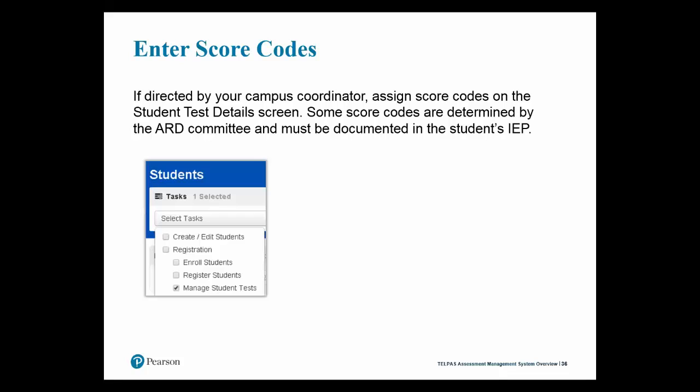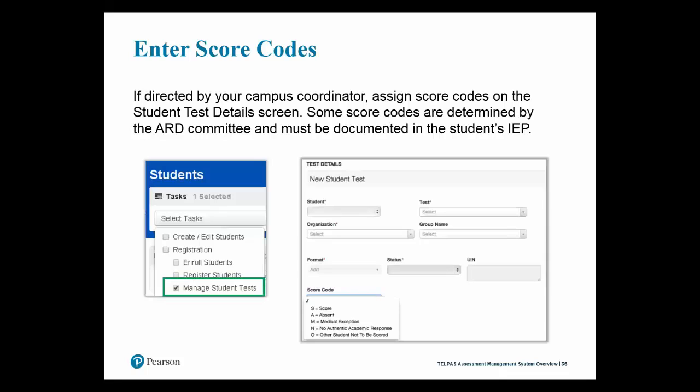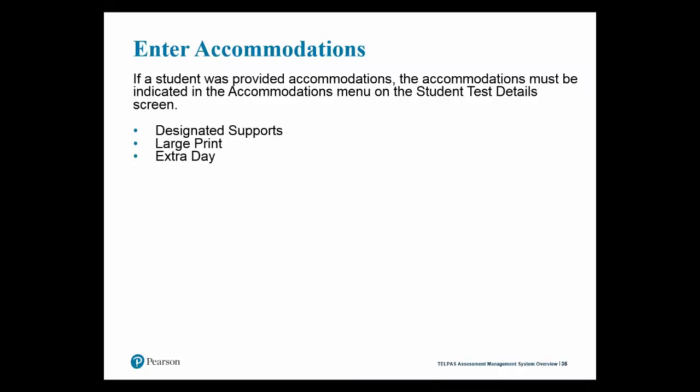It's also where you'll enter the different score codes or the different accommodations here. Again, under Manage Student Tests, the Student Test Details screen here is where you'll indicate the score code. Now, once a student submits the test, their test is going to be scored. This would be for those situations normally that are determined by the ARD committee and have to be documented in the student's IEP. The different codes are A for absent, M for medical exception, N for no authentic academic response, and O for other, student not to be scored. And these are the different accommodations that you'll be able to select on that screen. You have the designated supports, the large print, and also the extra day.